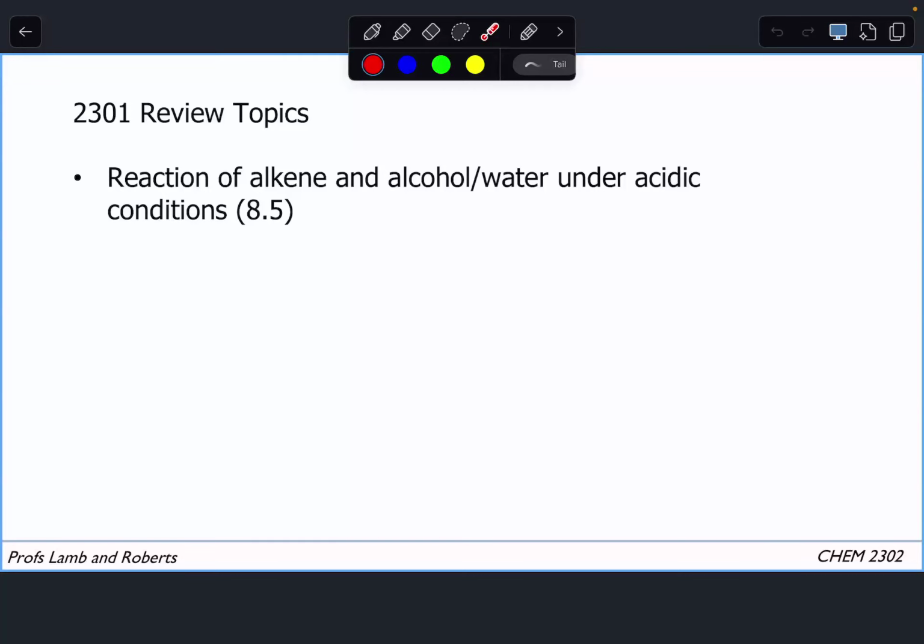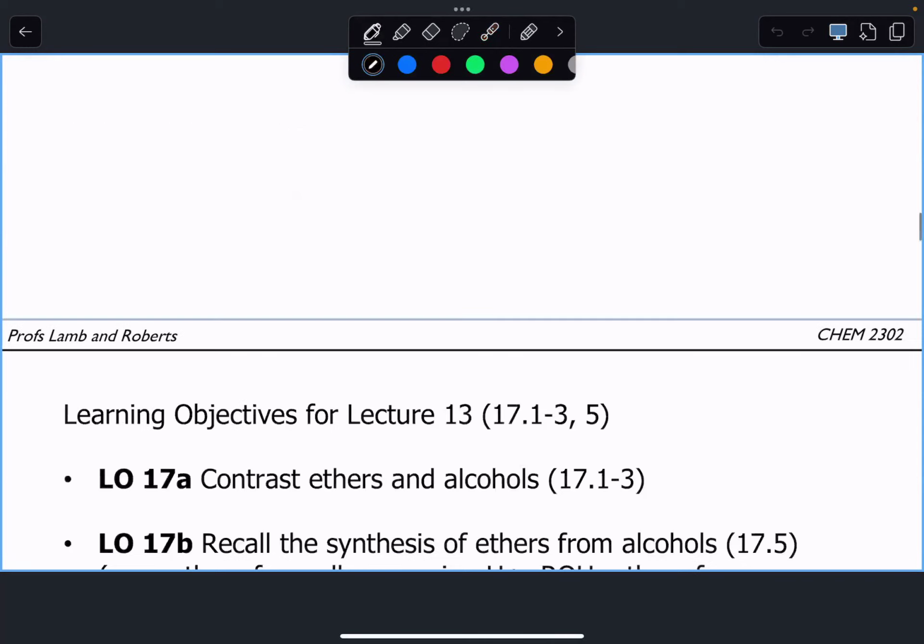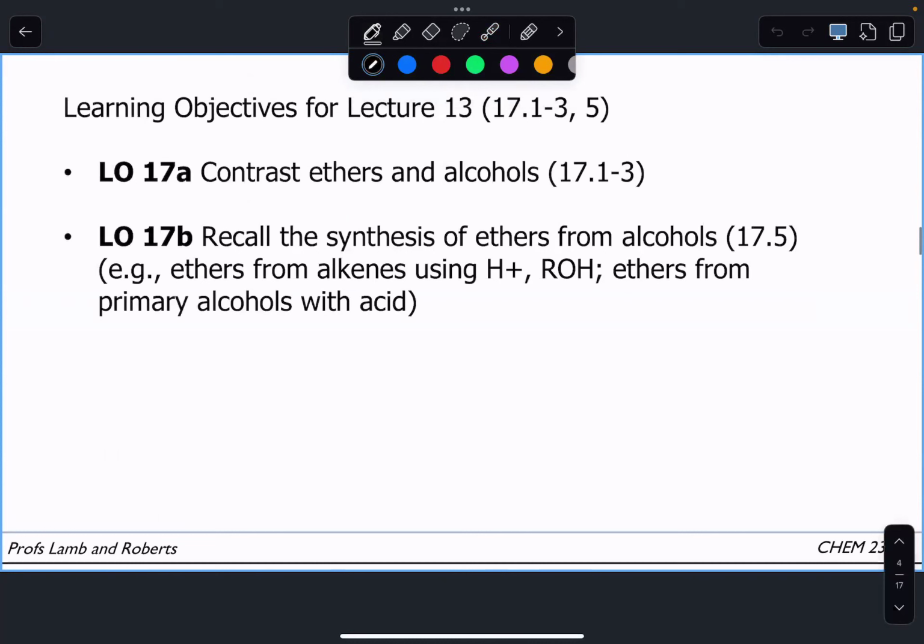Back into it, and we're just going to start chapter 17. And so we are going to review the reaction of alkenes with alcohol and water under acidic conditions to form ethers. And our two learning objectives are to contrast ethers and alcohols. So this is the ether chapter that we're going into.